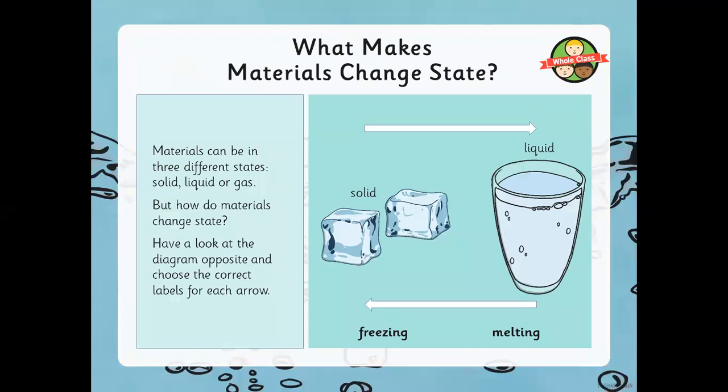So what makes materials change state? Materials can be in 3 different states. They can be solid, like those ice cubes. They can be liquid, like the water, or they can be gas. But how do materials change state? Have a look at this diagram and choose the correct labels for each arrow. So which one is freezing and which one is melting?